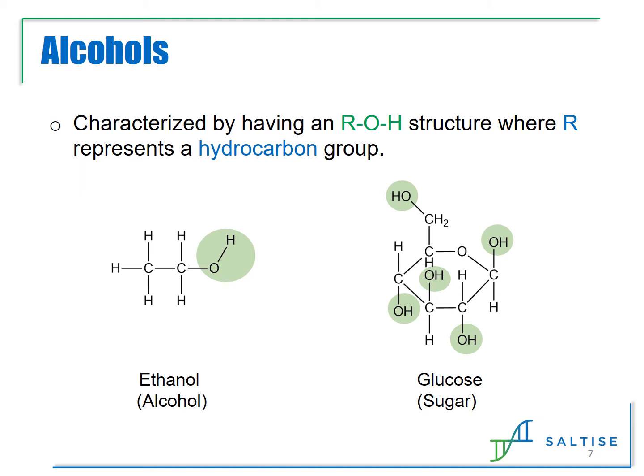Alcohols are characterized by having an OH group, also known as a hydroxyl group, and it is attached to a hydrocarbon represented by the symbol R. Molecules can have a single OH group, like in this case here with ethanol that only has this one hydroxyl group, or it can have multiple hydroxyl groups, as shown here in glucose.